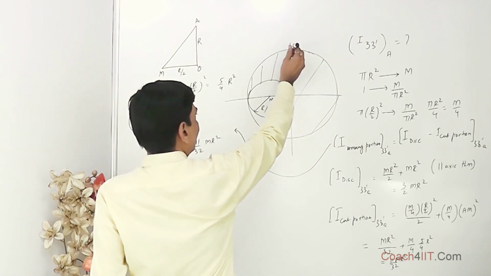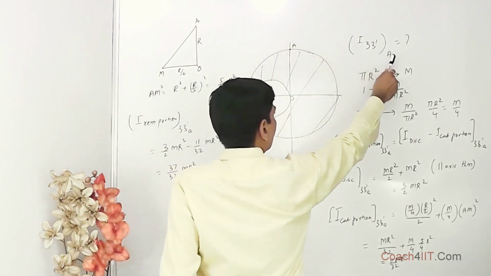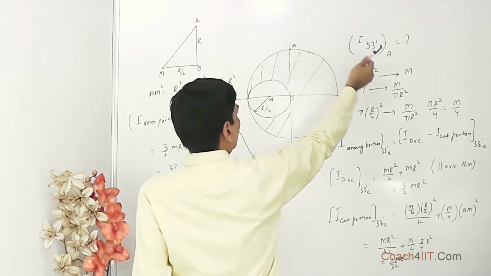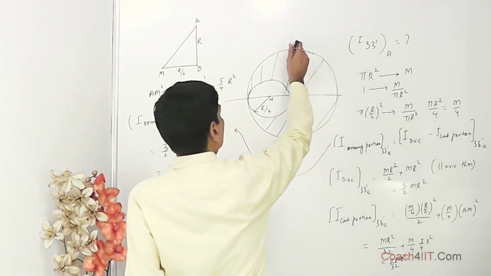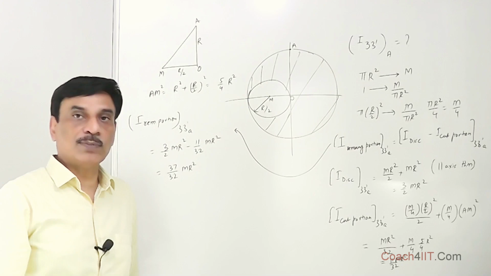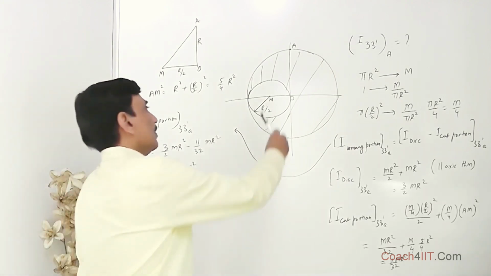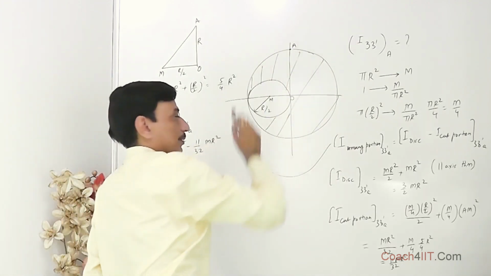this axis. That is I z z dash about this axis, a or a dash, that is I z z dash passing through a. Right? This is the moment of inertia we have to find of this remaining portion about this axis.